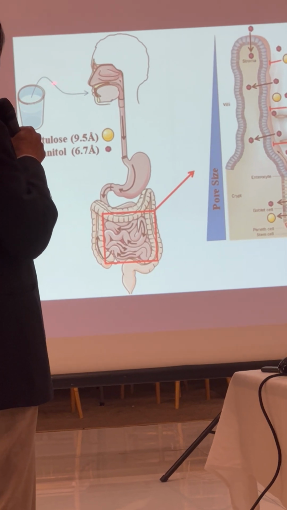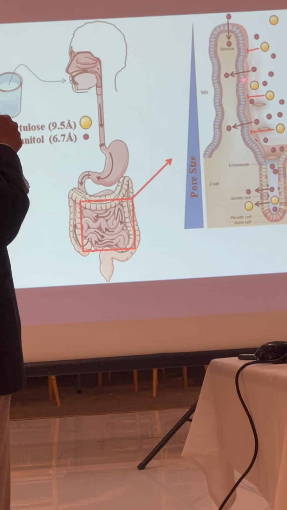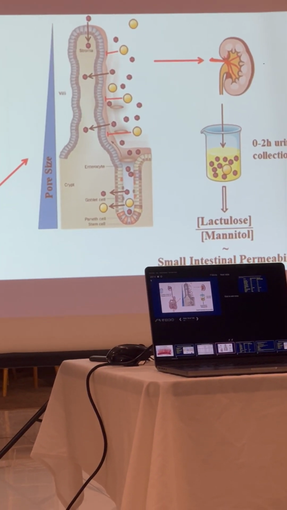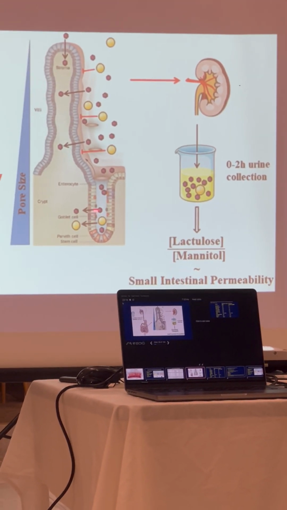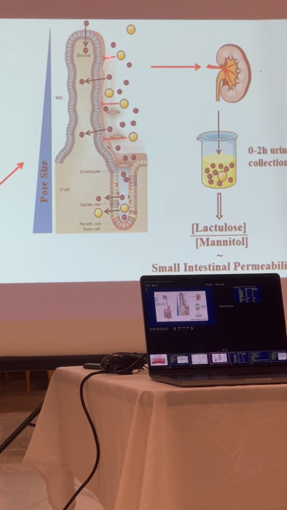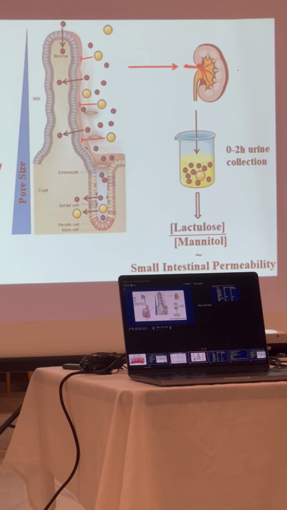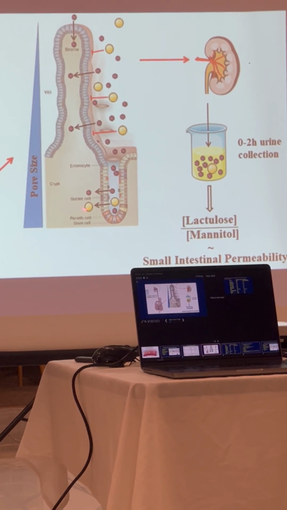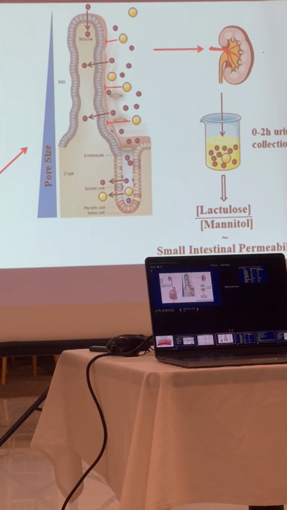After you have someone drink both these solutions, it goes from the stomach into the intestine, where it gets absorbed. The smaller molecules are the mannitol, these brown ones. They will go through the tight junction area. The bigger ones, the yellow ones, are the lactulose. It will not go through normally. Maybe a very small amount sometimes may go through, but an extremely small amount. So we know that lactulose will not go through. But how can we know whether it has gone through or not? Both of these are excreted in the urine right away.